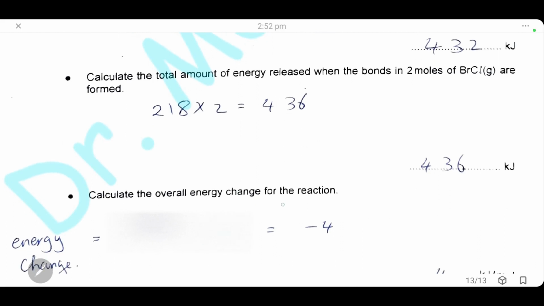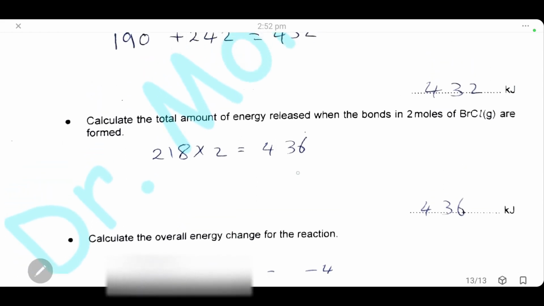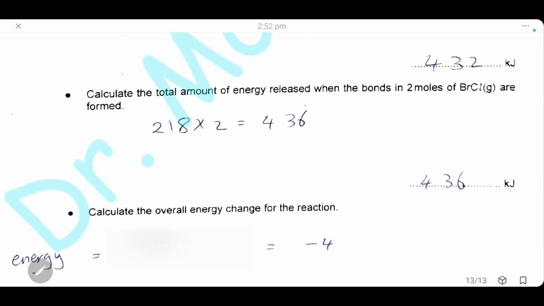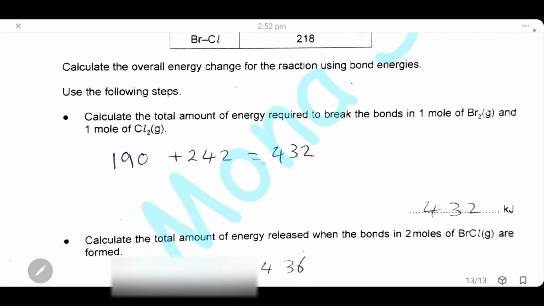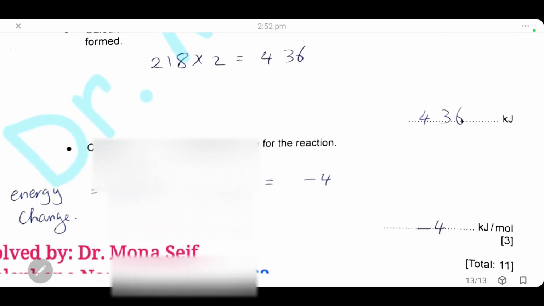And the overall energy change is the energy released from making new bonds minus the energy needed to break the bonds. So here we have 436 minus 432. The overall energy change is minus 4 kilojoules per mole.